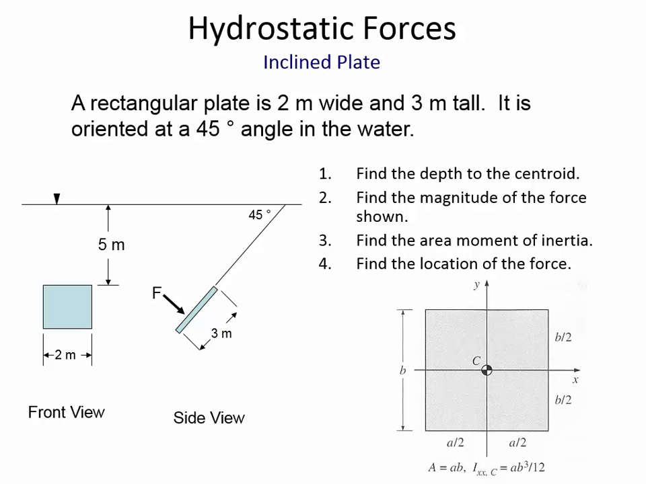Because the delta H is all the way from the surface to the center of area of the plate, the vertical distance. So delta H is going to be 5 plus whatever that vertical component is. So delta H is 5 meters plus 3 times sine of 45 degrees divided by 2, and that is 6.061 meters.